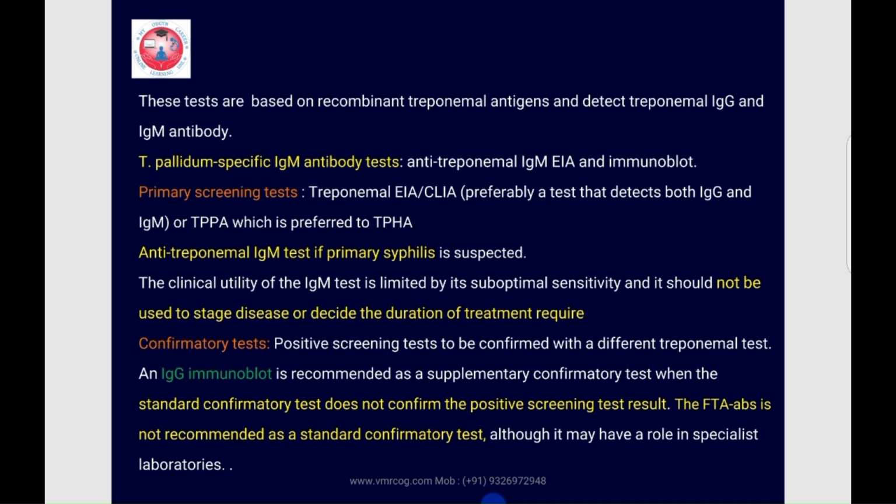The FTA-ABS is not recommended as a standard confirmatory test, although it may have a role in a specialist laboratory. So we have already seen that out of those six tests, the FTA-ABS is not recommended as a standard confirmatory test, so that will not be our option in the answer. Okay, now let's see the flowchart.